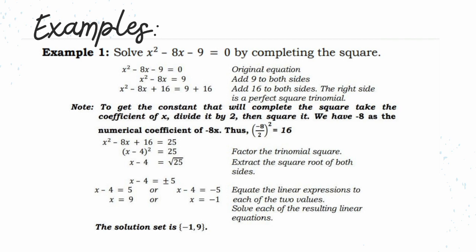So in the other side naman, negative 5 ang atong gamiton. So x minus 4 equals negative 5. You're gonna transpose negative 4. So, x equals negative 5 plus 4. So, ang final value for x sub 2 is x equals negative 1.